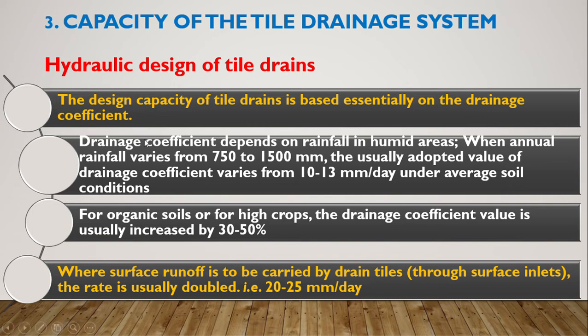When annual rainfall varies from 750 to 1500 millimeter, the usually adopted value of drainage coefficient is 10 to 13 millimeter per day. So we will assume the drainage coefficient. This much amount of water should be taken out from the area in 24 hours. Then what should be the capacity of the drain? Like that we have to do. For organic soil or for high crops, the drainage coefficient value is increased by 30 to 50%, and when there is surface runoff to be carried by the drain, then the drainage coefficient should be doubled. 20 to 25 millimeter per day water should be taken out.